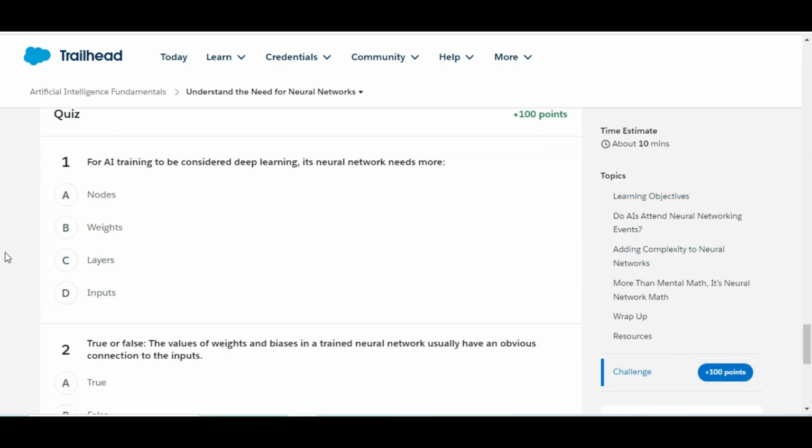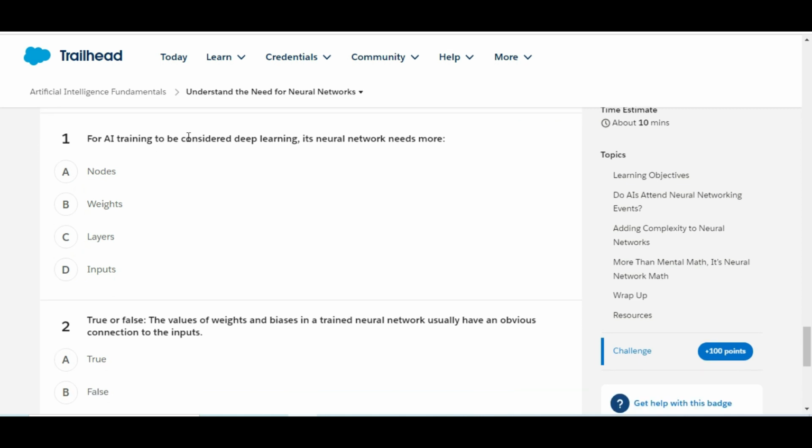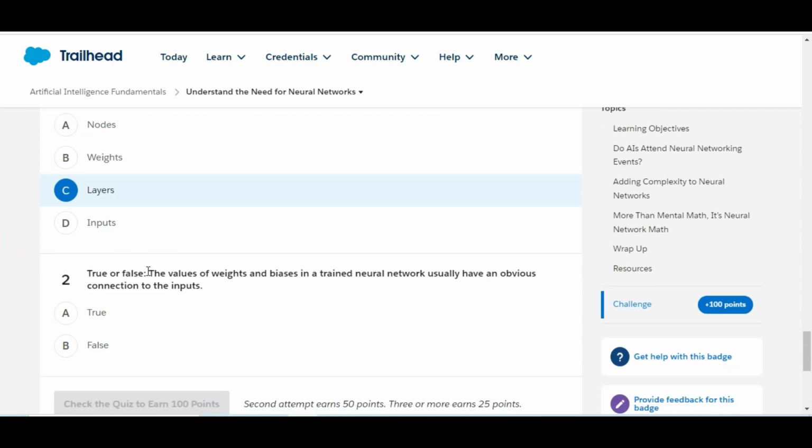So, we have some theory questions here. Let's solve the first one. For AI training to be considered deep learning, its neural network needs more nodes? This is false. Weights? This is also false. Layers? So yes, C is the right answer for the first question. A neural network needs more layers for deep learning. Let's move to the second question.